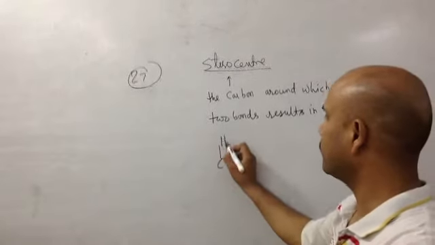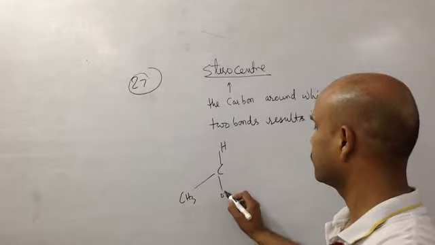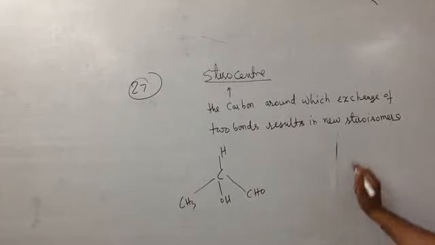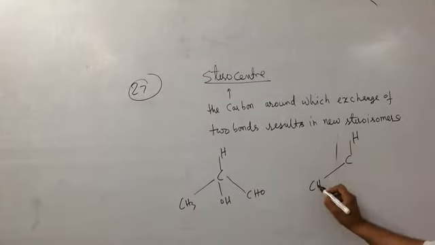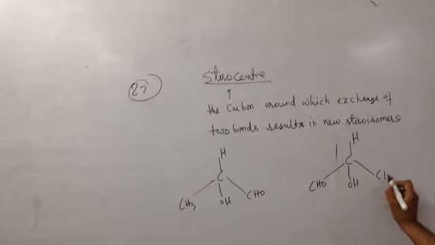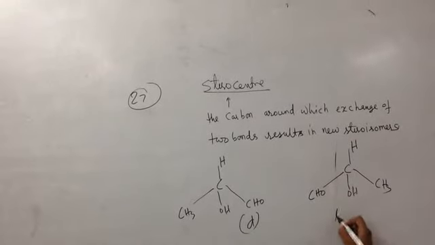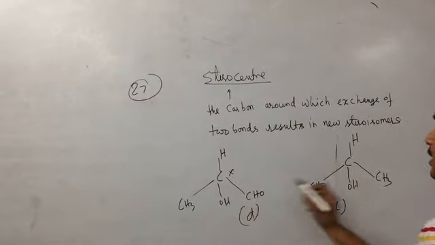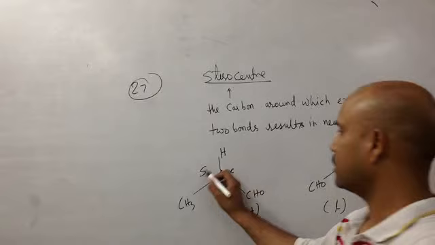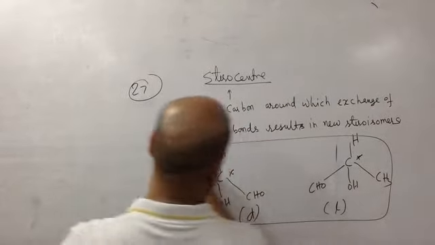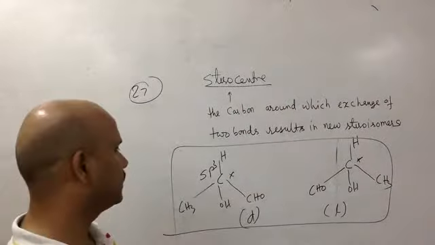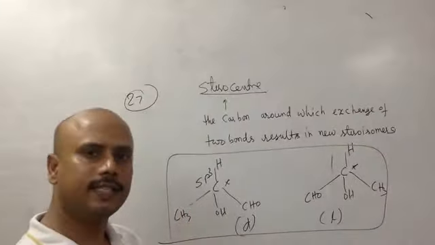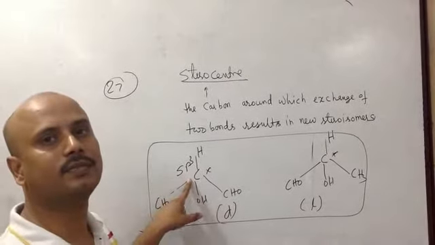For example, suppose we have this compound. If I exchange any 2 bonds, you will find that if this is D, this is L, or if this is R, this is S. That's why we have a stereocenter. This carbon is known as a stereocenter. Now this carbon is sp3 hybridized. Therefore, we can say that a carbon which is sp3 hybridized and attached to 4 different groups is known as a stereocenter. It is exactly the same as a chiral carbon when the carbon is sp3 hybridized.